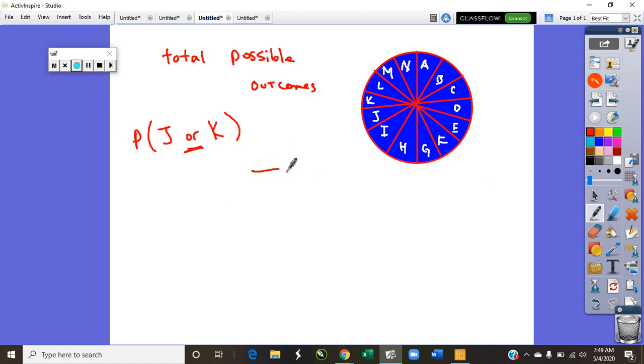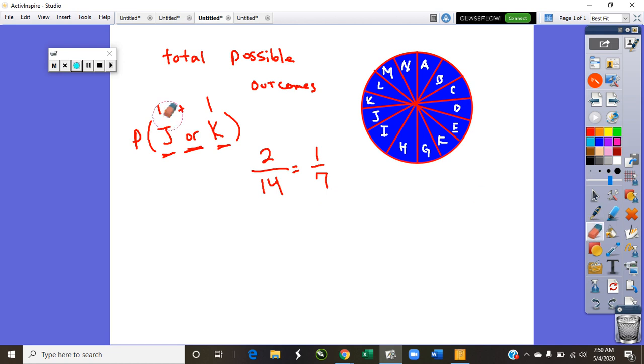So again, the first thing I'm going to do is determine the possible outcomes, which didn't change. It's still 14. How many J's are there? There's only one. But how many K's are there? There's still only one K. But if I get a J, it's okay. Or if I get a K, it's okay. So how many total possible outcomes are there that are favorable? I put these together. So 2 of the 14 are either J or K. And then this can reduce to what? 1 over 7. Okay, does that make sense?